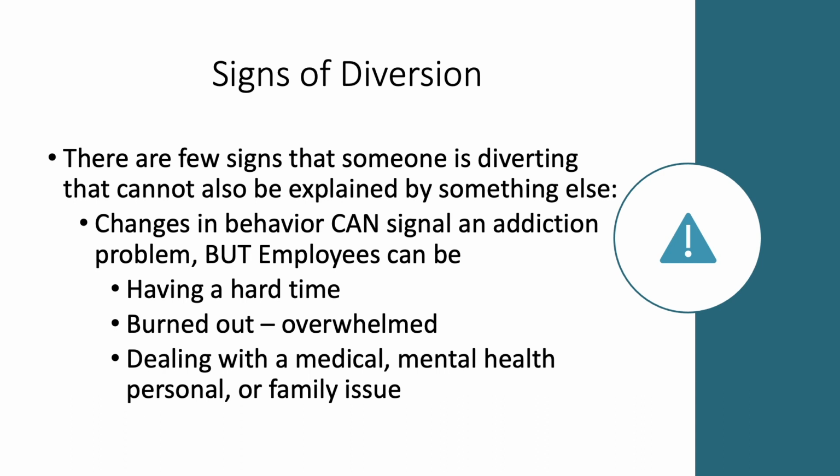There are a few signs that someone is diverting that cannot also be explained by something else. Changes in behavior can signal an addiction problem, but employees can be having a hard time, burned out, overwhelmed, dealing with a medical, mental health, personal, or family issue. As a leader, it is important to be looking for these signs to take care of your employees, but they must be placed in context with the larger picture.